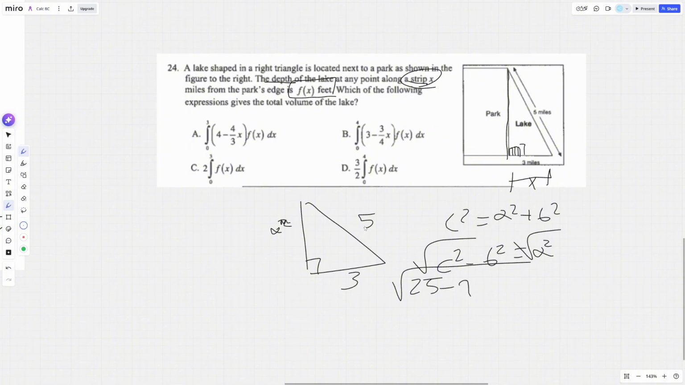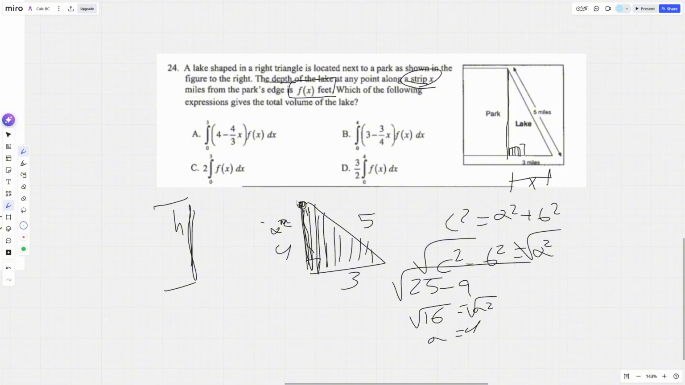And b squared is 9. 25 minus 9 is 16. You take the square root, and you get that a is equal to 4. So right here, we have a triangle that has a height of 4, and we're going to take all these slices with a depth of f of x. So we're given a height, or like a width, and we're given a depth.